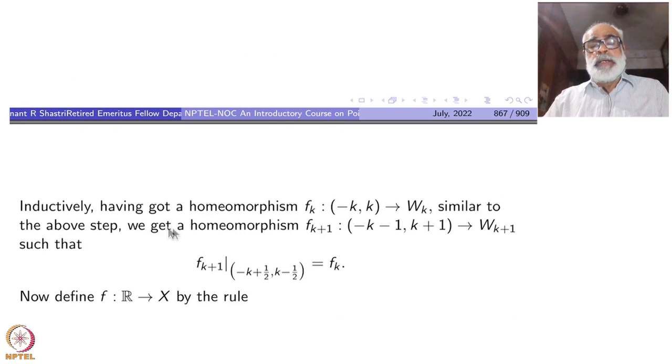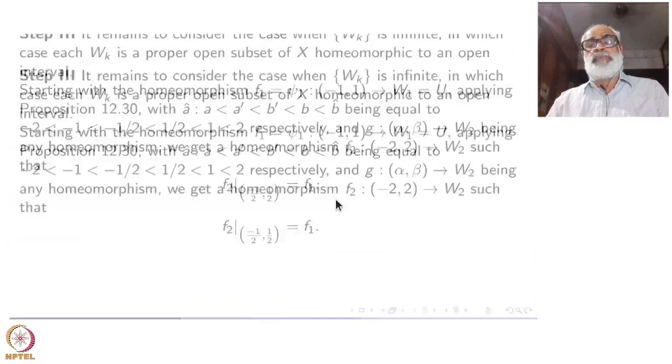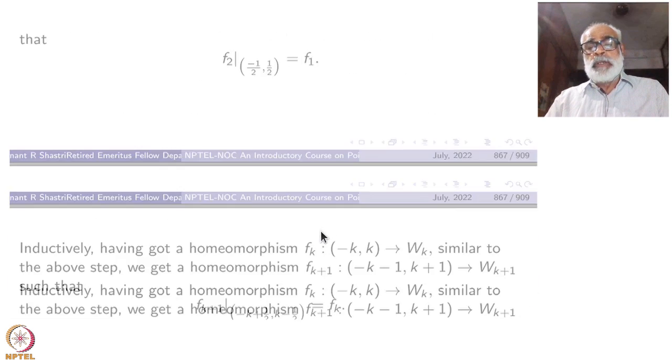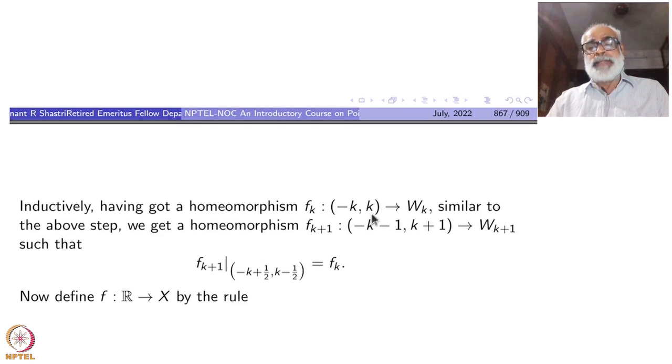Okay. Inductively, having got a homeomorphism from minus k, this is the starting point, F1, using the notation F1 in the inductive hypothesis. Then I say F2. F2 is from minus 2 to 2. F3 will be minus 3 to 3 and so on. So Fk is from minus k to plus k to Wk, similar to the above step.